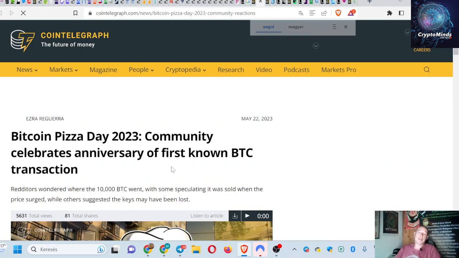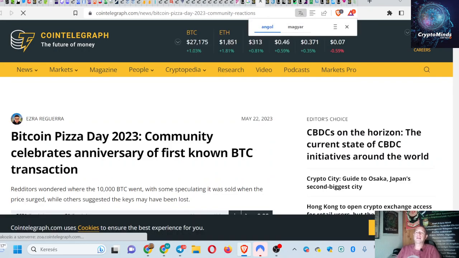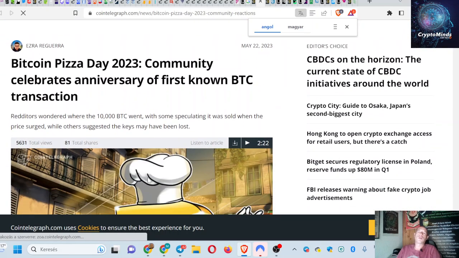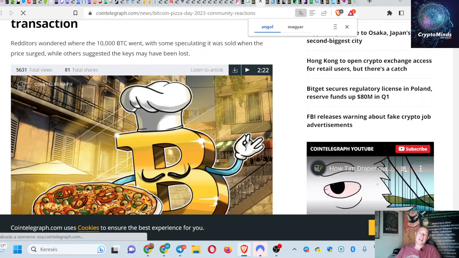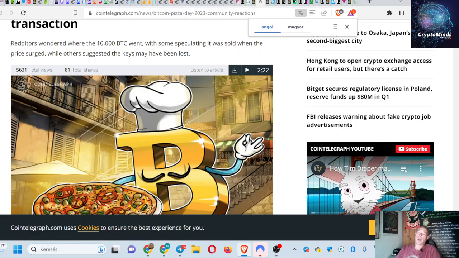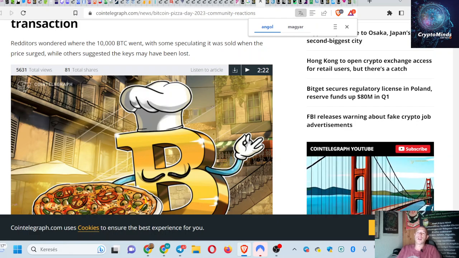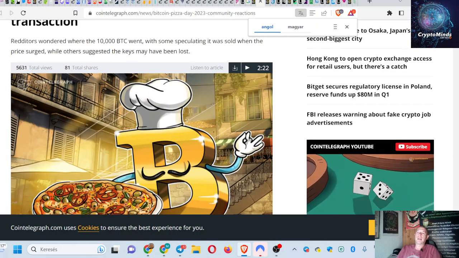And guys, yesterday, or the day before, we celebrated Bitcoin Pizza Day, where the community celebrates the anniversary of the first known BTC transaction. So this is 10,000 BTC that went, with some speculating it was sold when the price surged, while others suggested that the keys may have been lost.